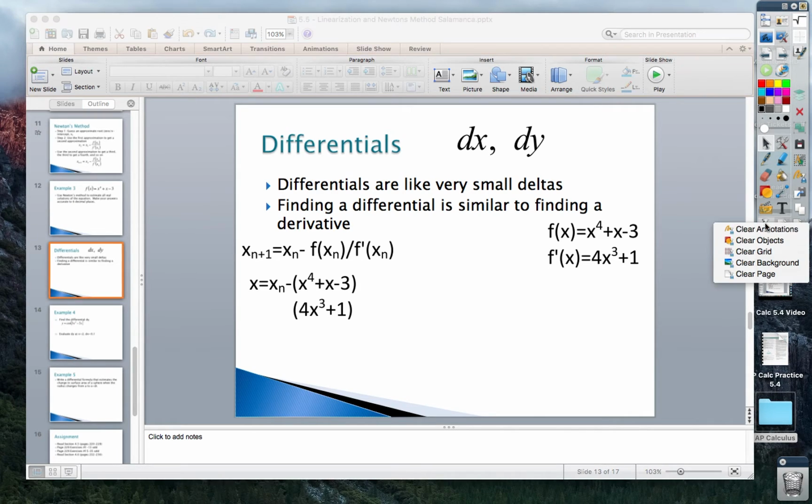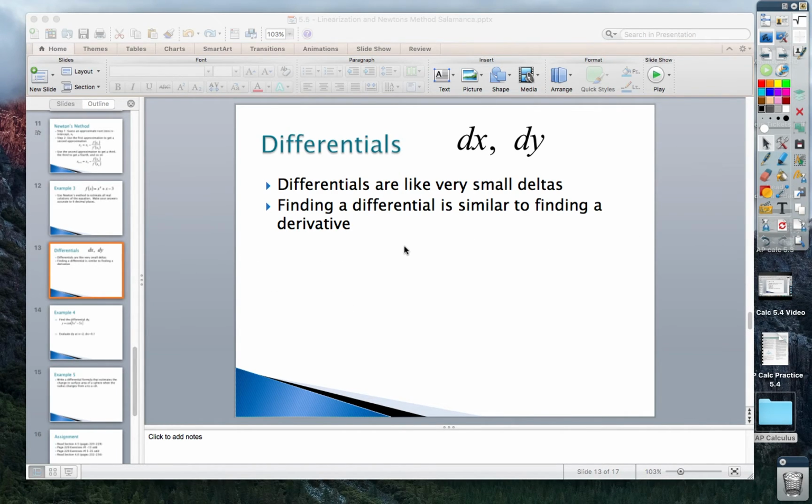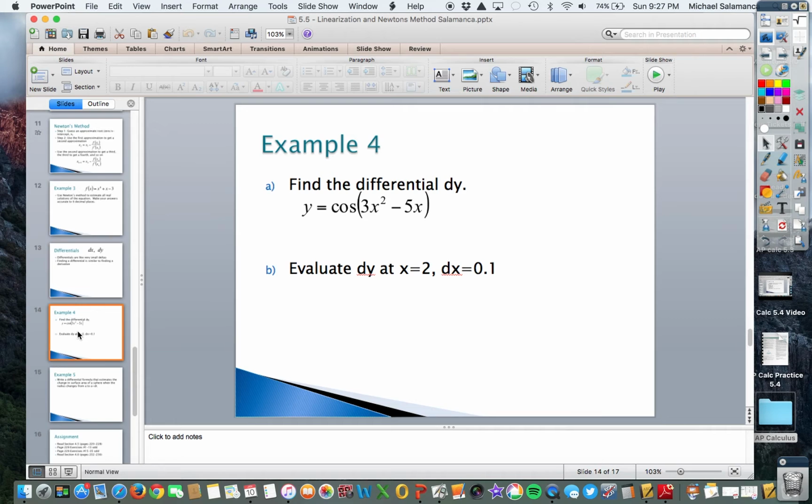So, let's see something that's, I think, much easier for everybody. So now we have this idea of differentials. Differentials are like small deltas, and finding a differential is similar to finding a derivative. So, let's go ahead and do that in example form. It says find the differential dy for y equals cosine of 3x squared minus 5x.